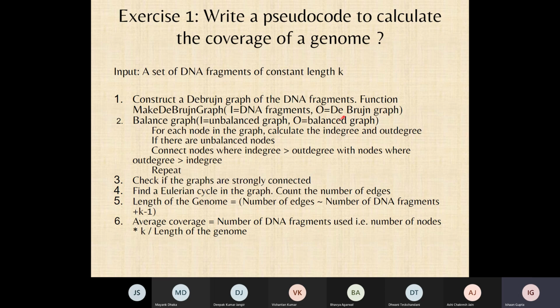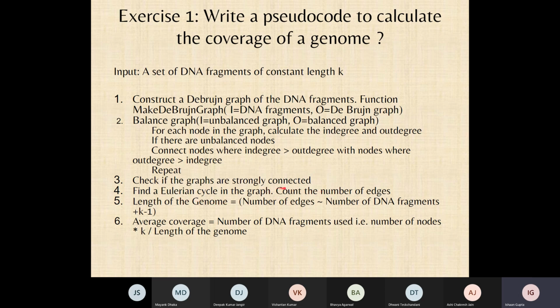Your output is a balanced graph because, in the case of a De Bruijn graph of linear genomes, the node where the genome begins and the node where the genome ends are not balanced. So you will basically balance them, and then you'll repeat until you have the graph strongly connected. You'll find a Eulerian cycle in this graph.